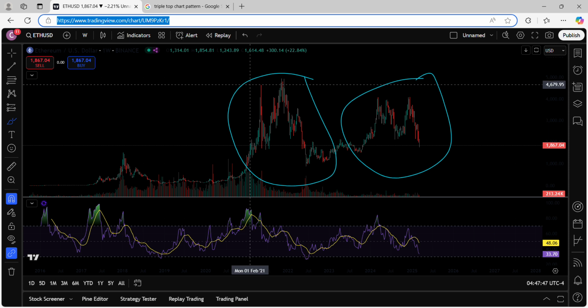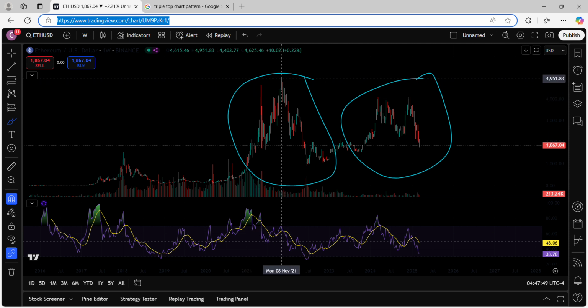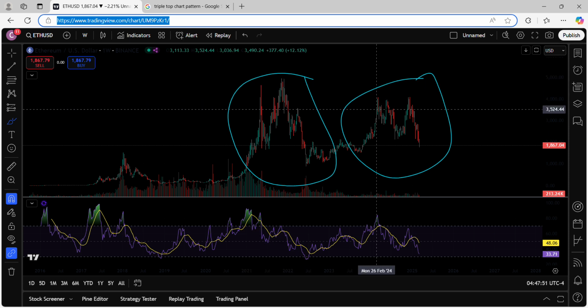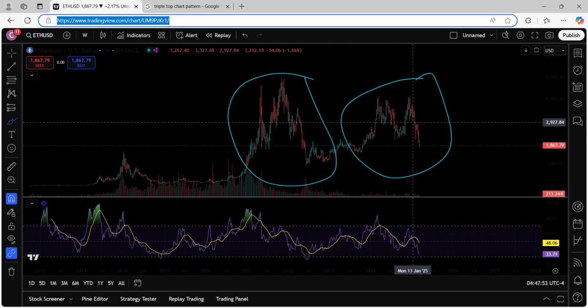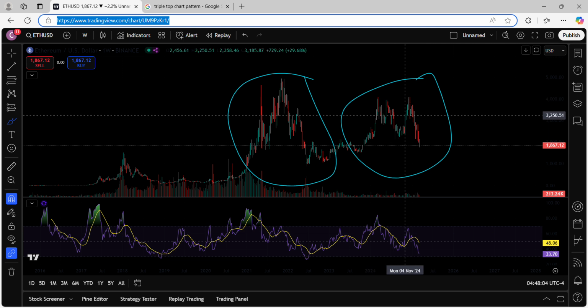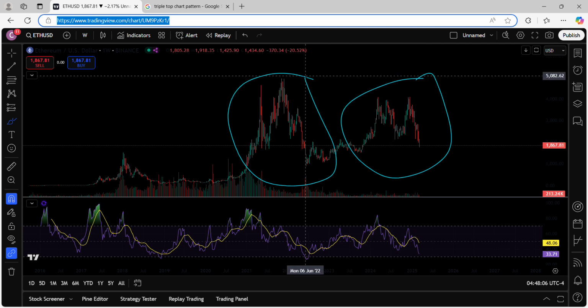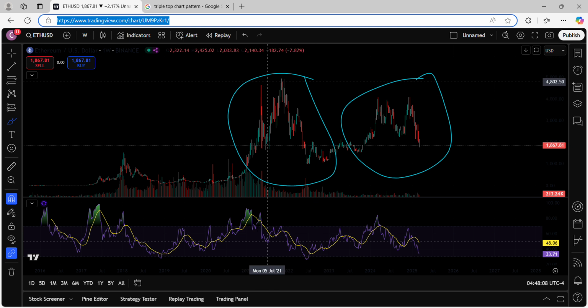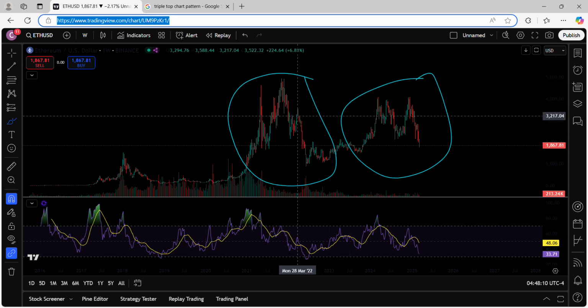And again, they may not always necessarily be at the same point. In the latest structure of Ethereum, regarding the last year or so, you can see that you did have a triple top where all the three tops hit about the same mark. In the previous structure, they came at different points in time, but again, they all lead to the same result.